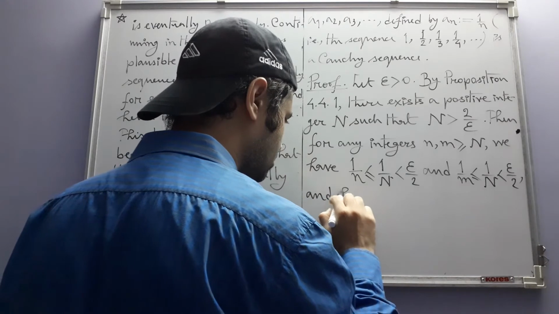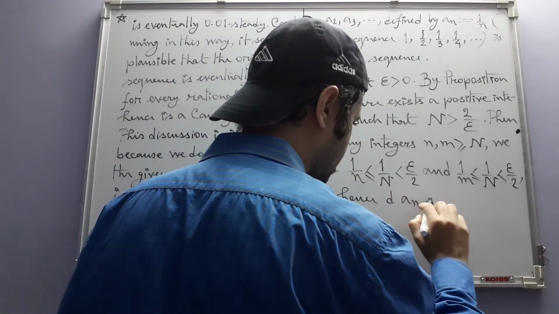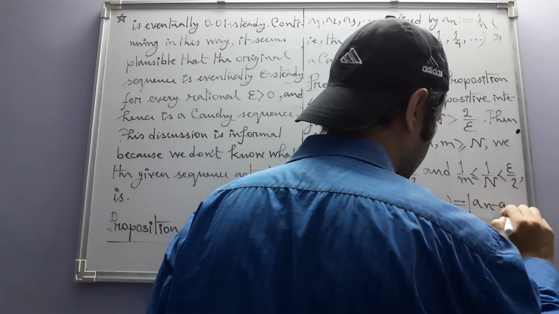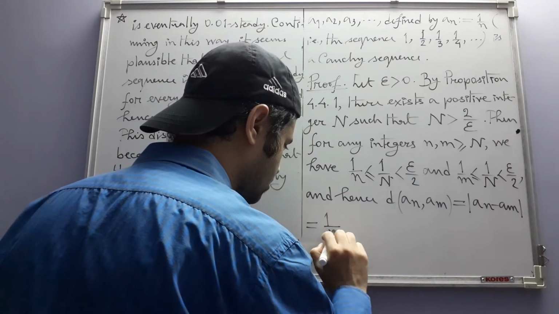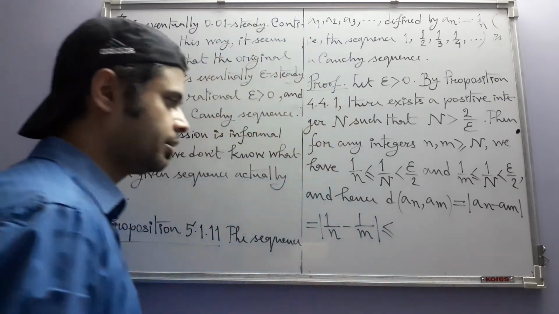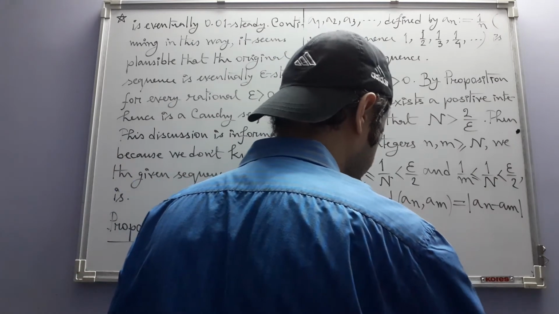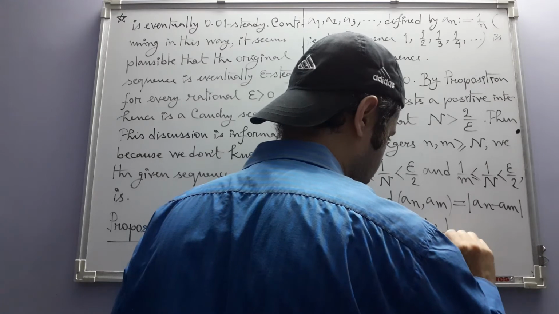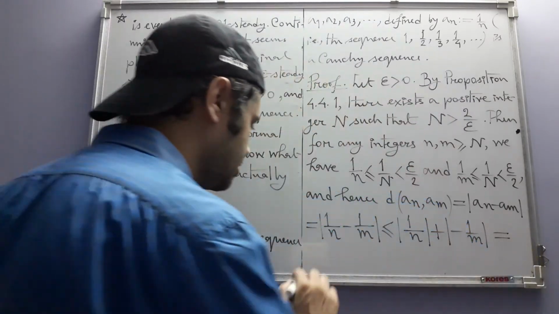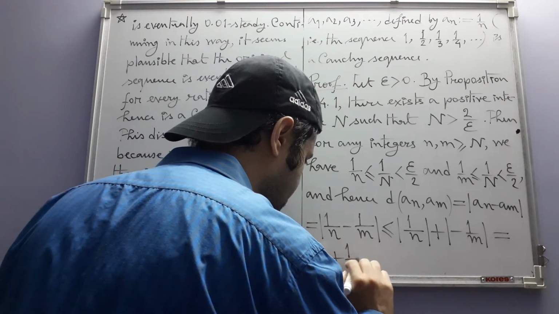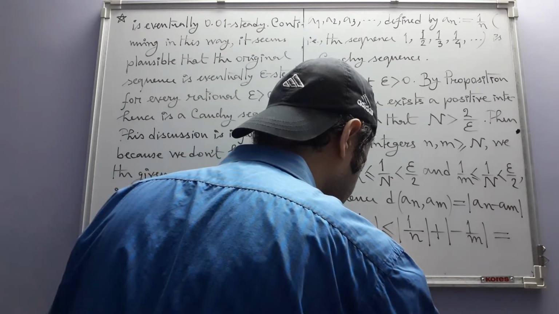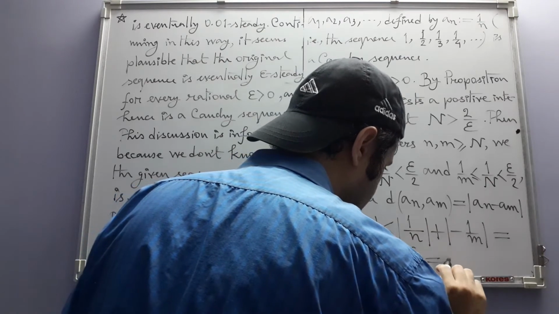And hence the distance between a n and a m, which according to our definition of distance is this, which is equal to 1 upon n minus 1 upon m. And you can use the triangle inequality here, which we have already proved in the previous chapter. The inequality gives us this, and this becomes equal to, since n and m are positive, 1 by n plus 1 by m. Now 1 by n is less than epsilon by 2, and so is 1 by m, so their sum is less than epsilon by 2 plus epsilon by 2. This is equal to epsilon.